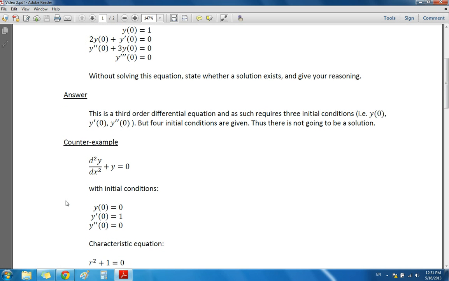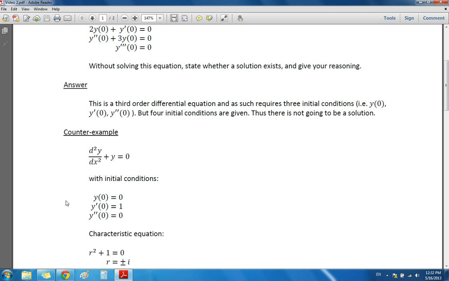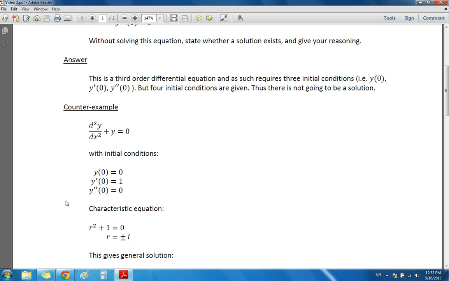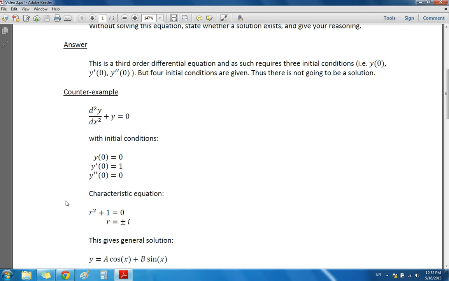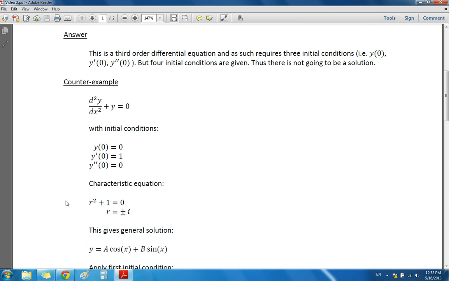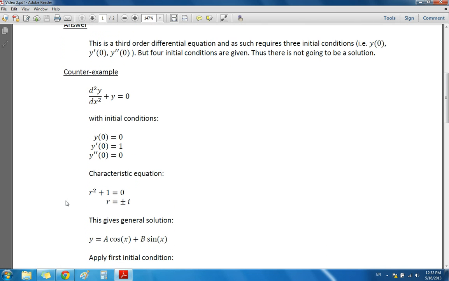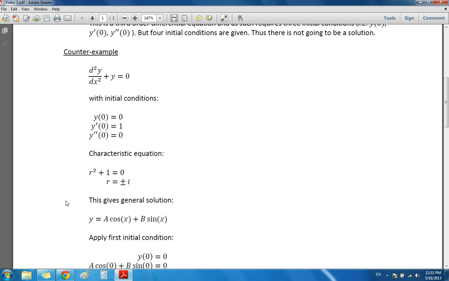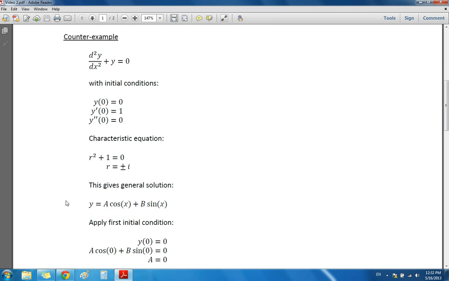Our characteristic equation, of course, is r squared plus 1. Solving gives r equals plus minus i, and then we arrive at our general solution. y is a times cosine x plus b times sine x. So now let's apply the initial conditions. Applying the first one, we evaluate our general solution at 0, and we know that this must be equal to 0. And this gives us the value of a, which has to be 0.